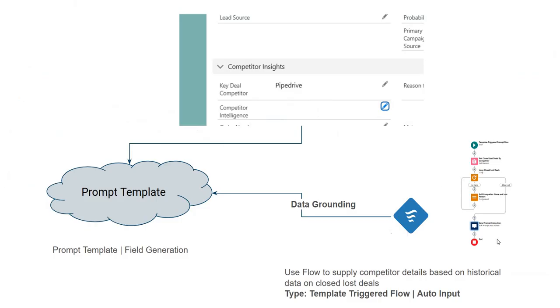Three steps were involved. Number one, create a flow that helps you ground the data, and then use that flow inside a prompt template. Then map the prompt template to a field on the record page. So once this is done, we have automated the business use case.